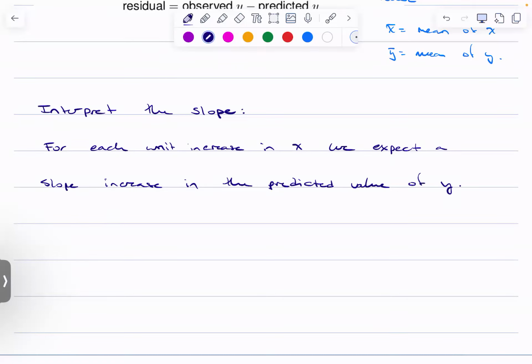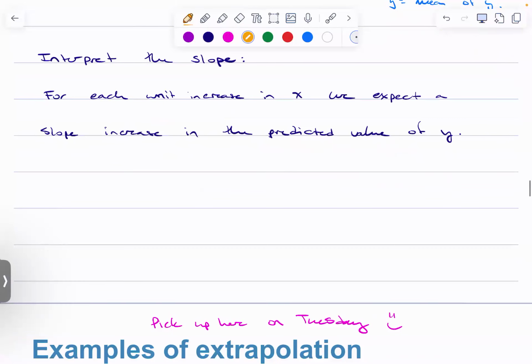Y hat. You can kind of gather that from the equation. Y hat, the predicted value of y, is b naught plus b1 times x. Now, if you let x go from 1 to 2, right, the only thing that would change in your y hat is that it would increase by b1, right? And so you can kind of use the formula that's on your formula sheet to guide your interpretation of the slope, right?